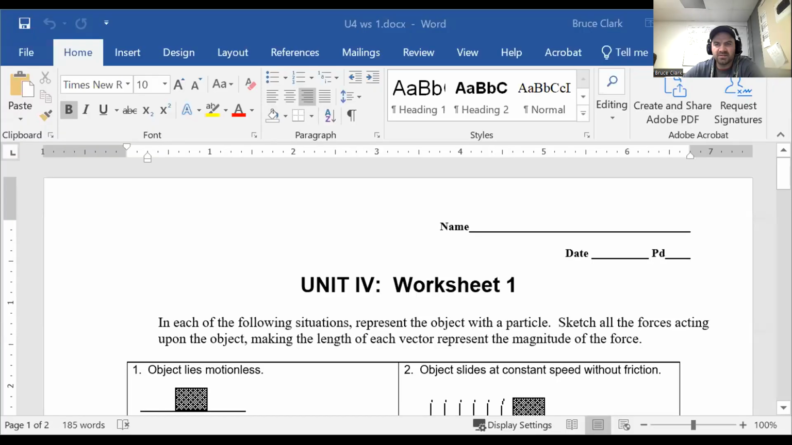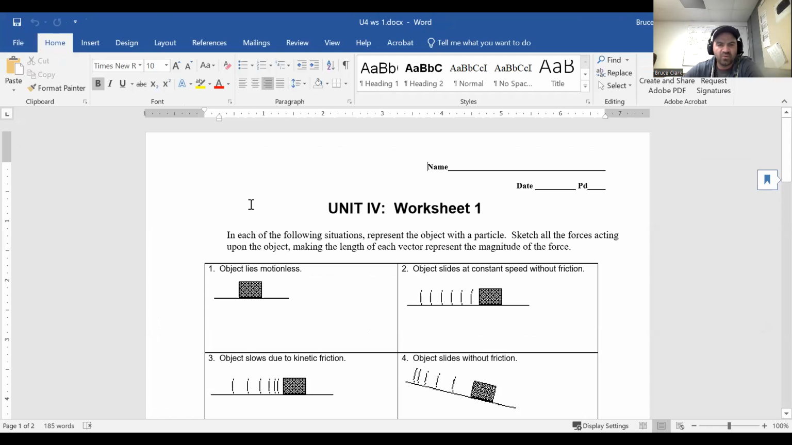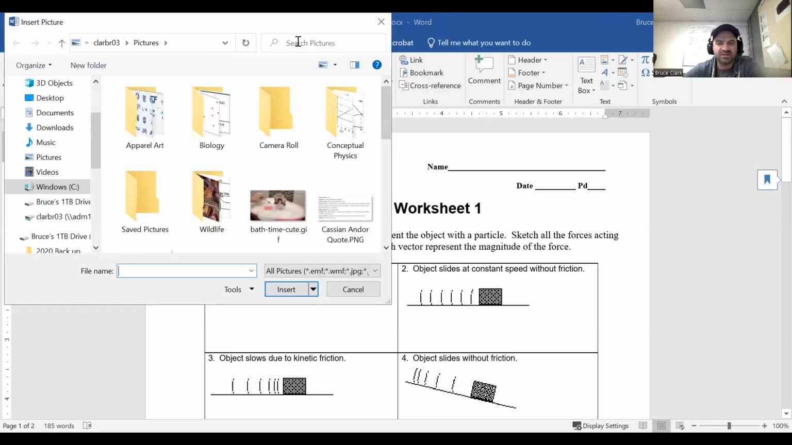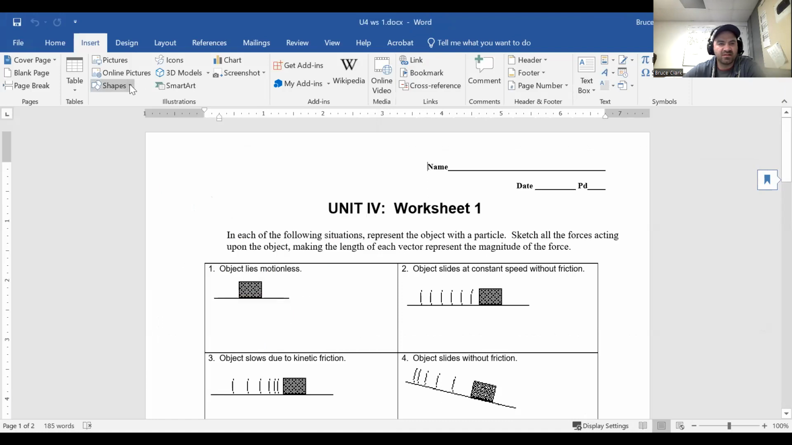Okay, let me do a new share. Here's our worksheet. There we go. With the worksheet, we're going to be drawing arrows to show which direction forces are acting. If it were me, I would just draw it in my notebook and then take a picture of it. For you guys, I'll show you what it looks like if you want to draw it on the computer. I don't want to insert a picture that's incorrect, so I wanted to insert a shape.